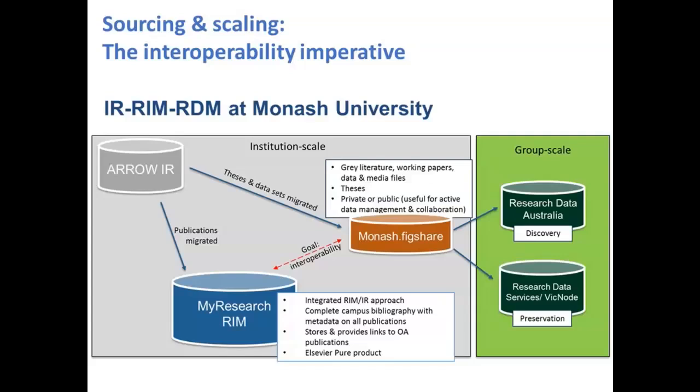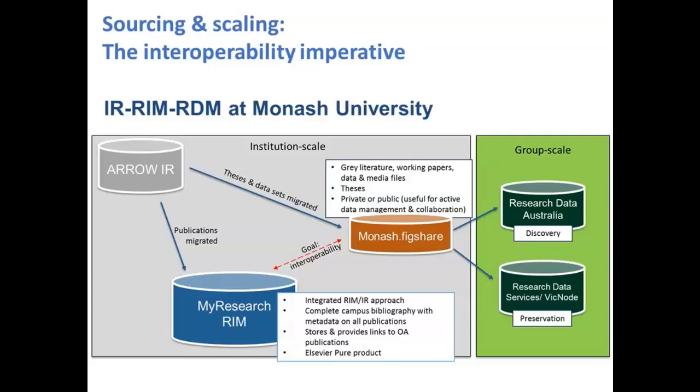So just a quick overview of what we're seeing here. Starting over on the left, we have what's actually now the decommissioned institutional repository. It was recently shut down, and research data sets were then migrated to Monash's Figshare instance. We also have Research Data Australia, which is a national discovery service for Australian data sets. And we have VicNode, which is a storage and preservation service for universities in the state of Victoria in Australia. And then lastly, my research is Monash's instance of the Pure Research Information Management system. And among other things, it's used to compile a bibliography of Monash research outputs, including data sets.